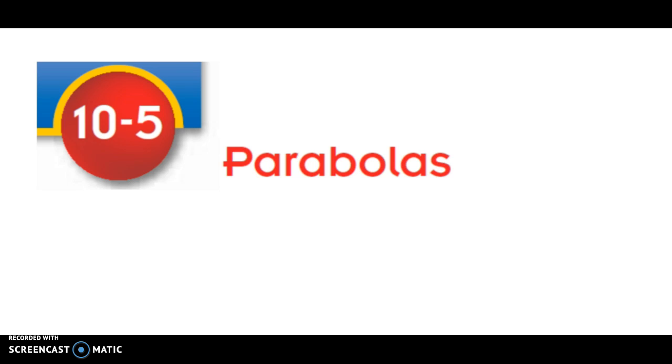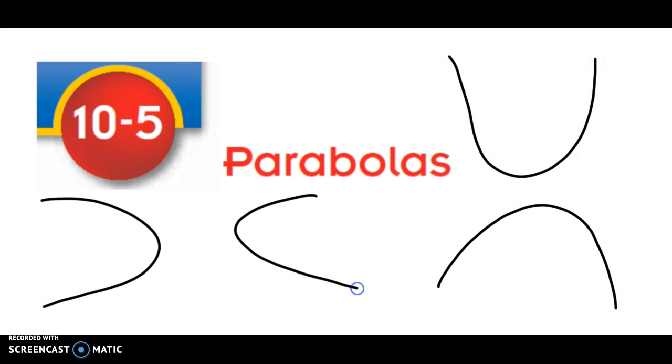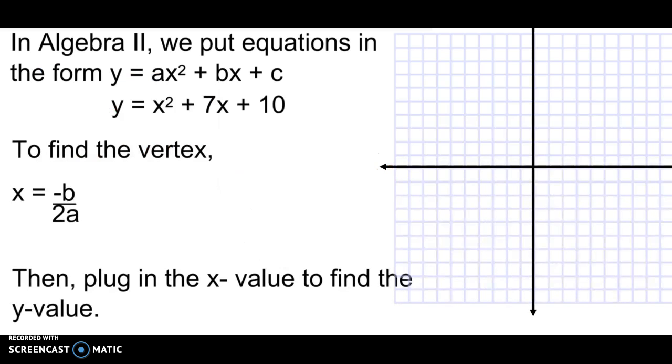All right, so a parabola, as we know, looks like a U either going up or going down, or going left or opening right. So we're going to talk about some different forms of the equation. I'm going to go kind of fast in the beginning because we already talked about this kind.